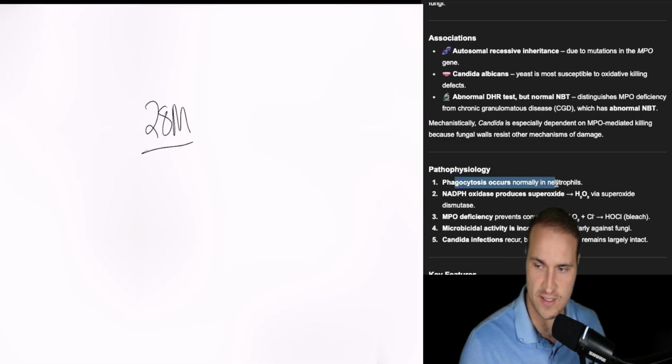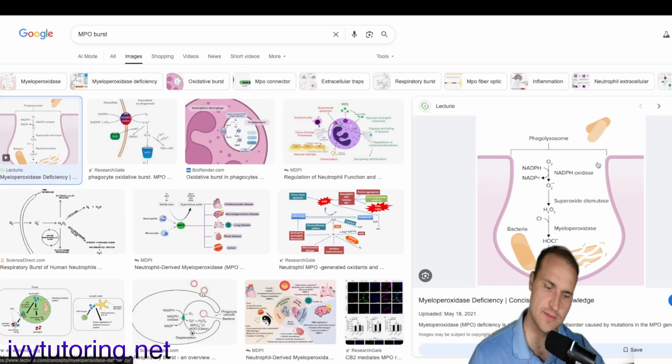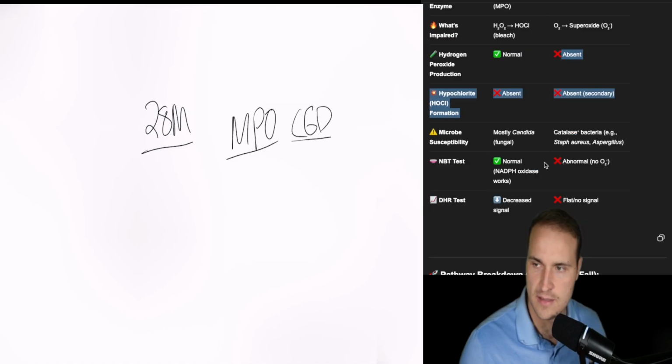So phagocytosis occurs normally. NADPH oxidase produces superoxide. All that's good. But then MPO deficiency prevents the conversion to HOCl, so you can't make the last step of the bleach. In CGD, you can't make superoxide. So hydrogen peroxide is present in MPO deficiency, but it's absent in NADPH oxidase deficiency. And that makes sense, right? Because if the defect is upstream, then there's not going to be superoxide dismutase and myeloperoxidase activity. All this stuff is gone if it's upstream. But here, myeloperoxidase is pretty downstream, and so you just can't create that bleach. So you have abnormal testing on both, but here, the NBT test is normal, but the DHR test is not good.